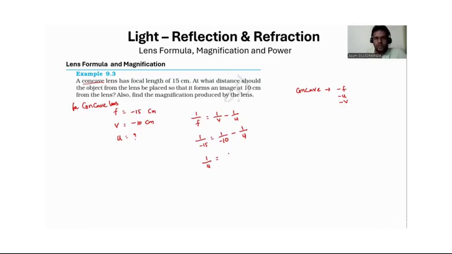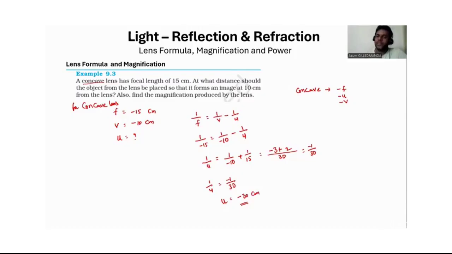And then 1 by minus 10, and this minus value 1 by minus 15 means minus 1 by 15, right? If I send it to the other side, this becomes plus 1 by 15. So then what is the LCM? LCM for 15 and 10 is 30, right guys? Hope you know how to find the LCM. So this is minus 3 plus 2 over 30. So this is minus 1 by 30. So 1 by u equal to minus 1 by 30, or u equal to minus 30 centimeters.